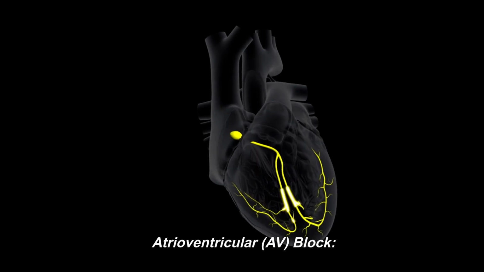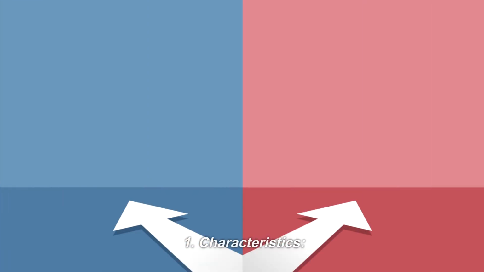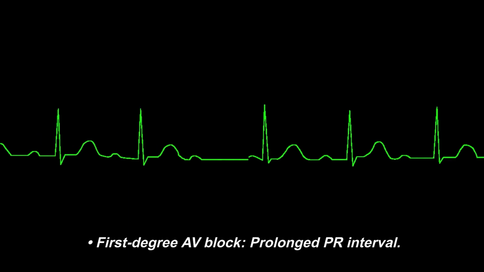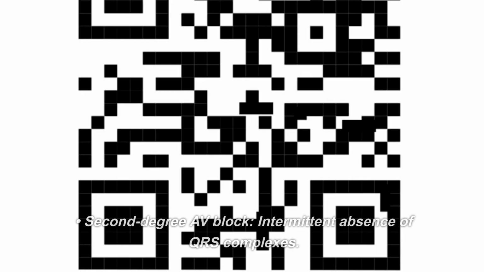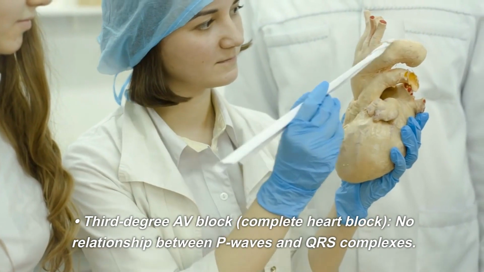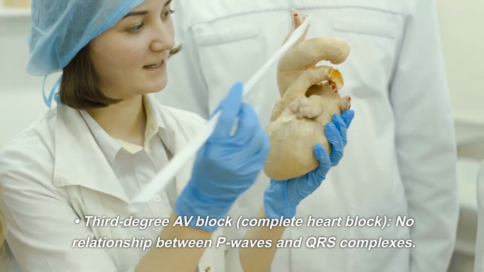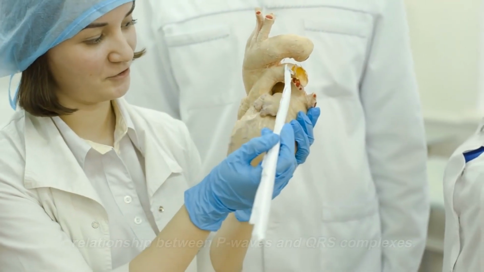Atrioventricular, AV, block. 1. Characteristics. First-degree AV block, prolonged PR interval. Second-degree AV block, intermittent absence of QRS complexes. Third-degree AV block, complete heart block. No relationship between P waves and QRS complexes.